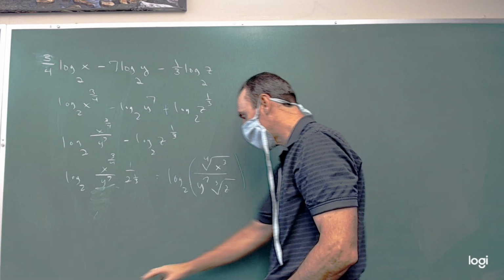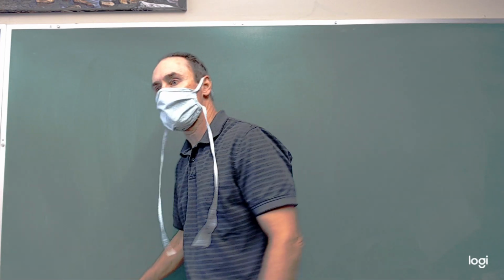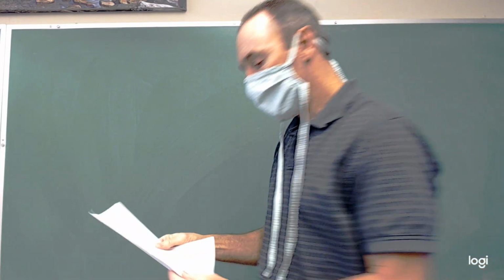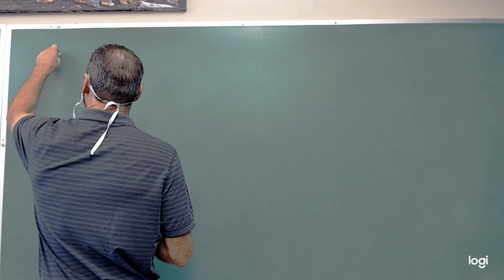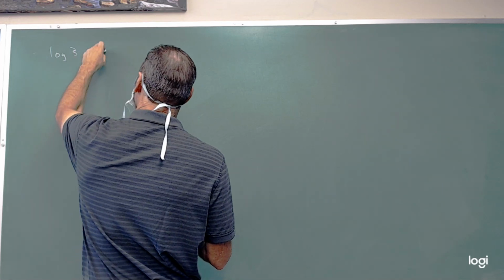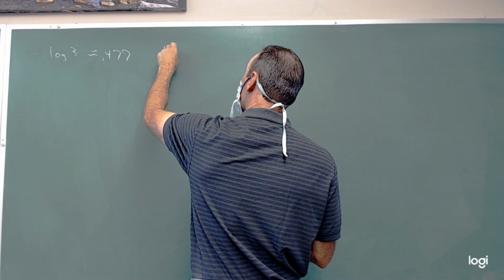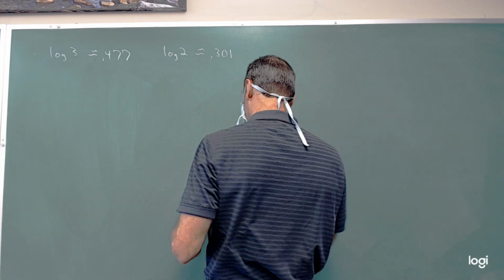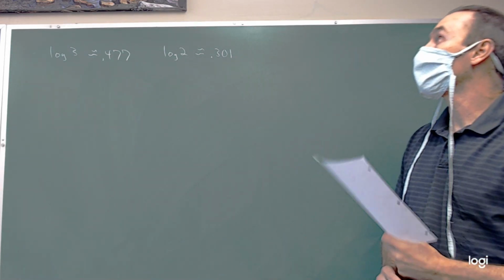Very nice. Okay, got a new game we're gonna play, but again, the real point of it is to use these properties of logarithms. So I'm gonna tell you that the log of 3 is approximately 0.477, and the log of 2 is approximately 0.301. And that's all we know. We do know it's a logarithm base 10.